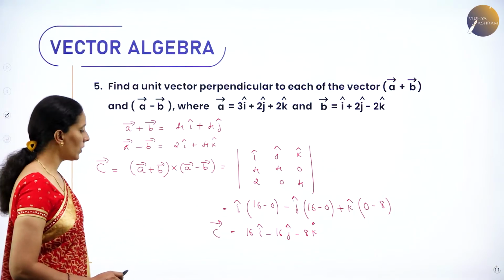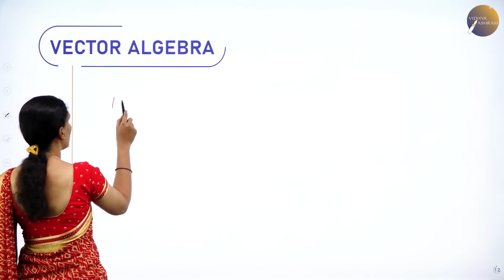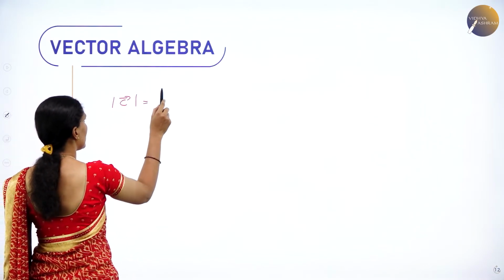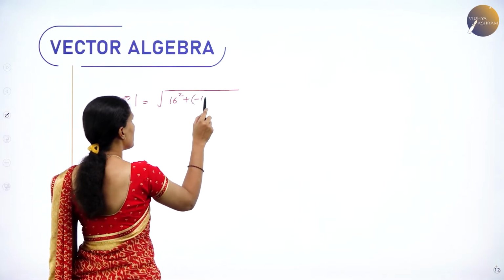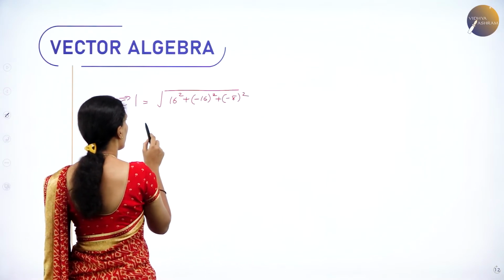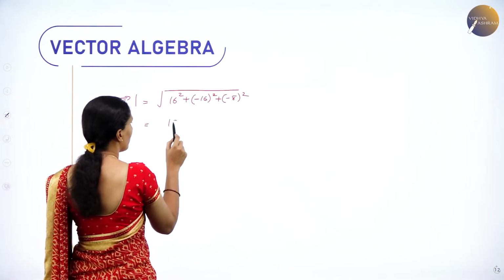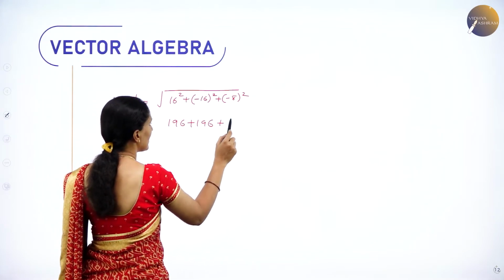Now to find the unit vector, we need the magnitude of this vector. So the magnitude of vector C is nothing but the square root of 16 square plus minus 16 square plus minus 8 square. So 16 square is 256, plus 256, plus 64.